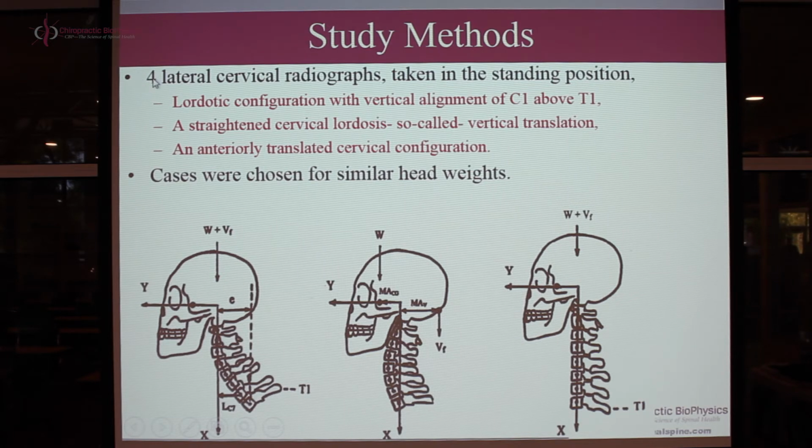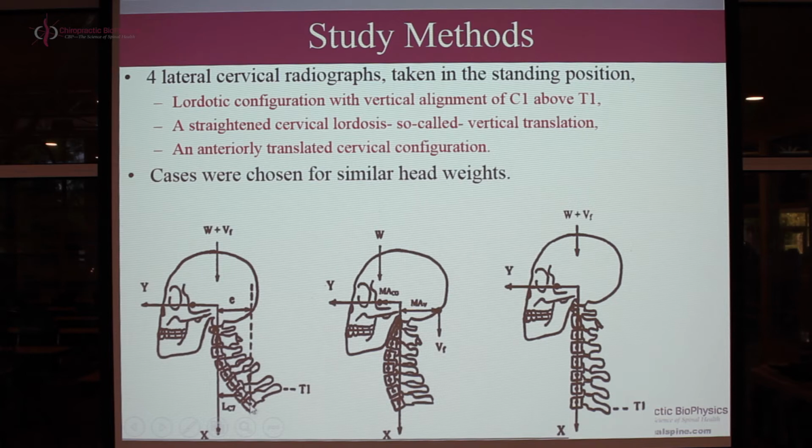This time we took 3 lateral cervical radiographs of subjects taken in the standing neutral position. We took a lordotic configuration, that's here in the middle, where the top of the neck is lined up with the bottom of the neck or the upper thoracic spine. So there's no offset, there's no lever arm or what's called eccentric loading. Here we chose a true translation in the sagittal plane anteriorly. So we've got E being my lever arm here, my eccentric shift forward, right?